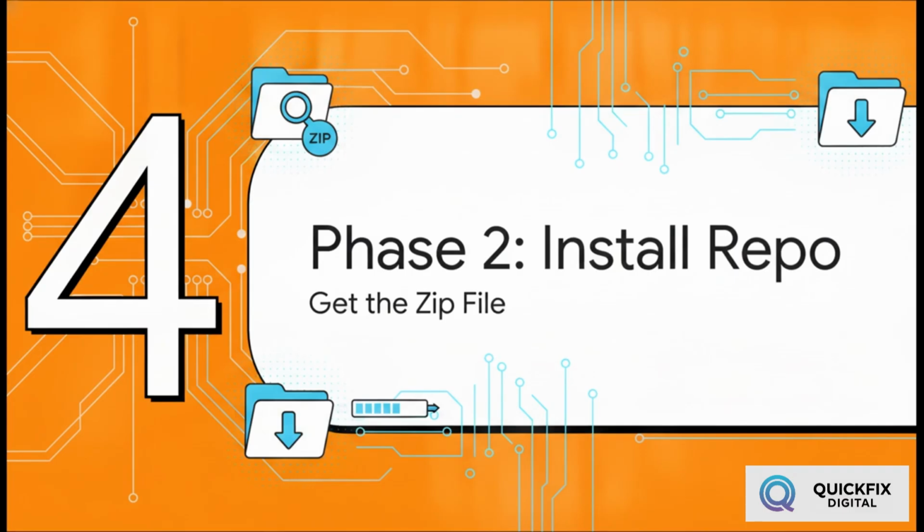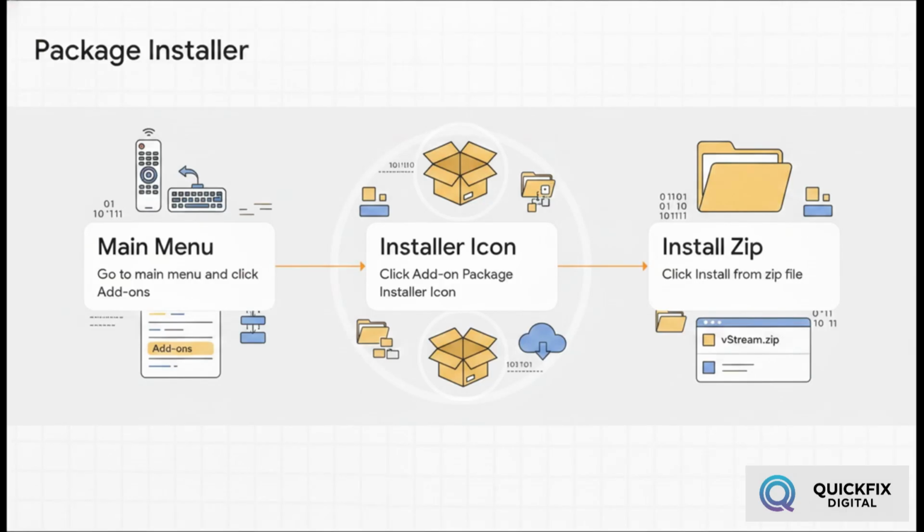Section 4. Phase 2. Installing repository. All right, let's build on that source we just created and grab the actual package. Hit back on your remote or keyboard until you're back on the main Kodi menu, and then click Add-ons over on the left sidebar. Top left corner, you'll see the add-on package installer icon. It looks like a little open cardboard box. Click that. From there, just scroll down and hit Install from zip file.